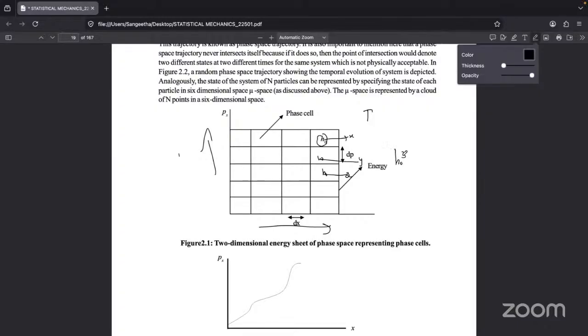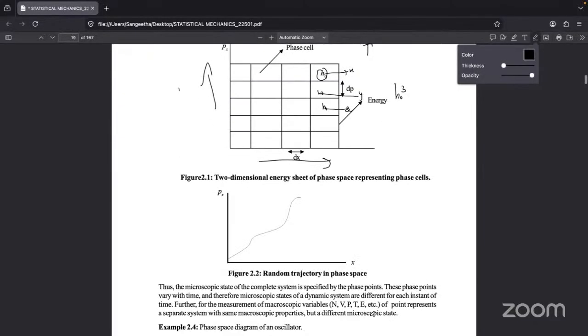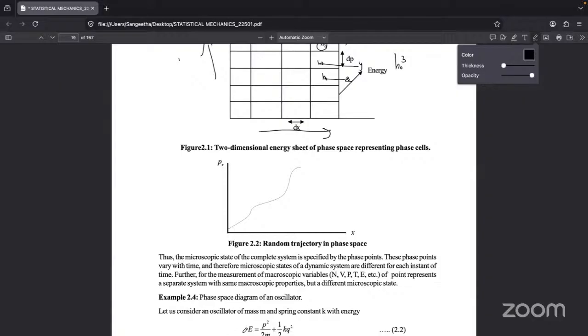This is a two-dimensional diagram. Suppose we draw the path of a particle in the phase space. The particle's path in phase space is not linear like this. It is not linear. Joining these points.